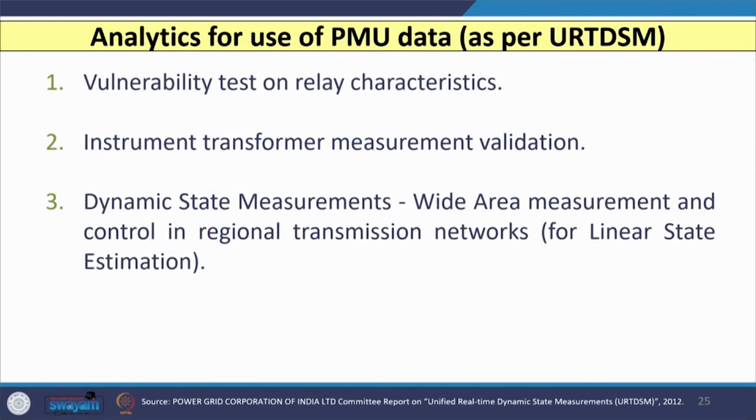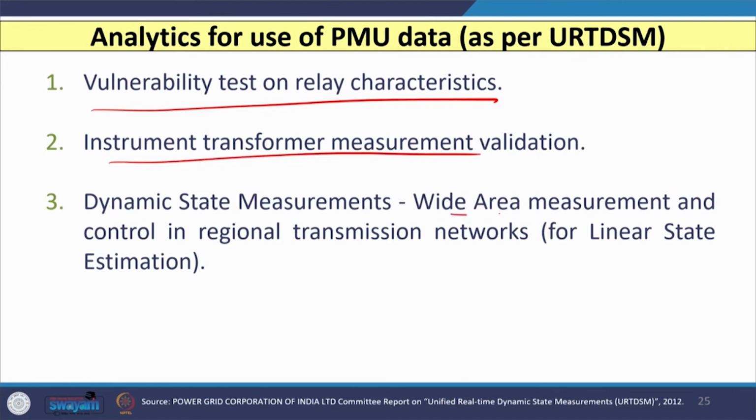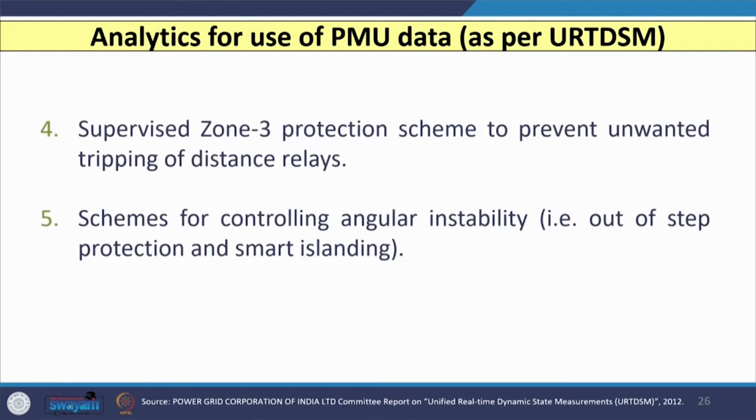Now, let us see what the analysis is for the use of PMU data, for what purpose we will use the PMU data. So, we can go for vulnerability tests on relay characteristics as I told you, for instrument transformer validation, CT and CVT, for dynamic state measurements, maybe for wide area measurements and control in regional transmission network, that also we can use. We can also go for the supervision of zone 3 protection scheme to prevent the unwanted operation of distance relays, because of which the 2012 blackout happened.